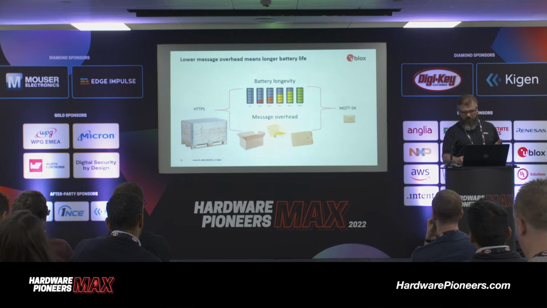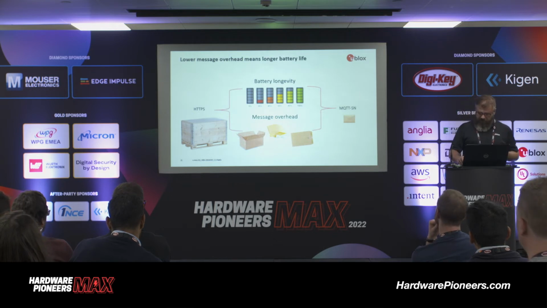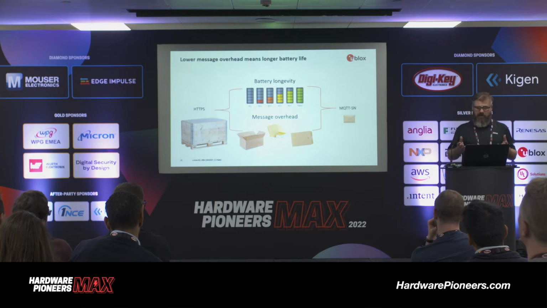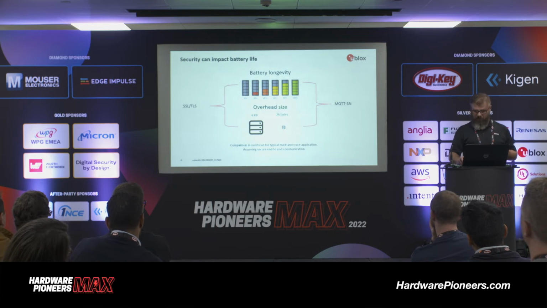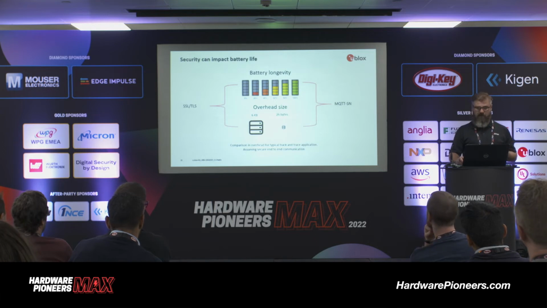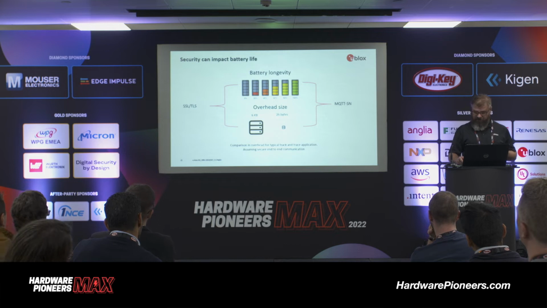So let's go through a couple of ways this impacts the battery life. Going back to the packaging analogy, the smaller the overhead added by the packaging, the smaller the overall message size will be, and this translates to a longer battery life. And security also impacts battery life. Here we see a comparison of a typical track and trace application. On the left, using SSL or TLS, this uses 6 kilobytes in overhead, whereas secure end-to-end communication using MQTT-SN is only 26 bytes. A significant difference in the overhead contributes to power autonomy or battery longevity.